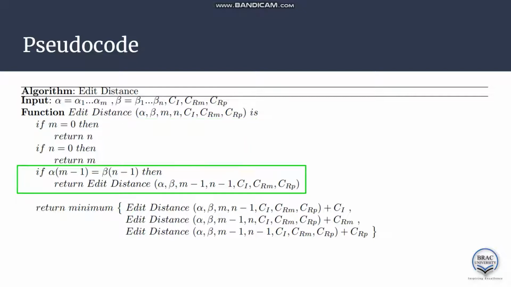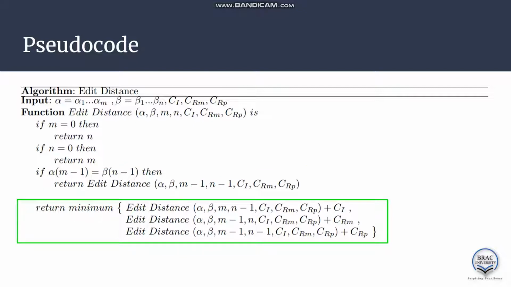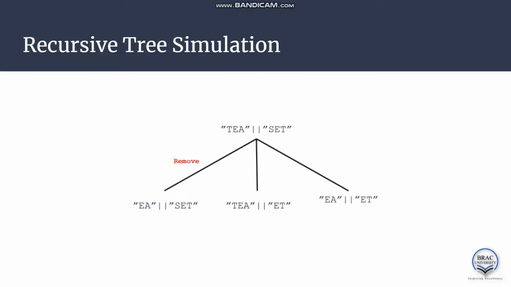Now we compare the last characters of the 2 strings, and if they're the same, then we ignore the last characters and account for the remaining characters. Finally, if all the other if conditions fail, then we return the minimum operation costs that we have. Here, the first recursive call is for insertion. The second recursive call is for removal or deletion. The third recursive call is for replacement or substitution.